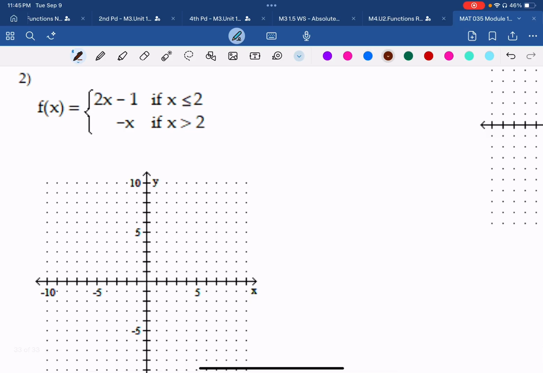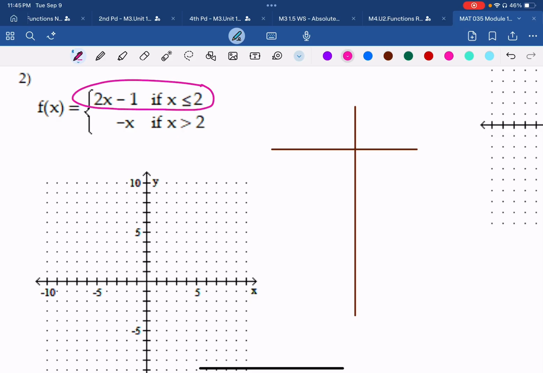Again, I'm going to have a table. I'm going to go ahead and just make up a table. Again, a table is not required. I just think it makes it a little bit easier. I also like to color code them to make it a little bit easier for myself too.